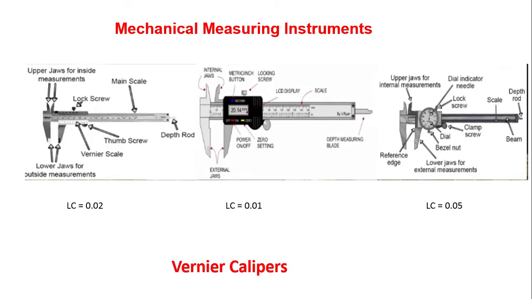The vernier caliper is used to check the diameter as well as the length, minimum length and so on. I hope during graduation we used these things. There are three types: a normal one, a digital one, and one with a dial gauge. The least count of the normal one is 0.02, for the digital it is 0.01, and the dial gauge has the more accurate least count, that is 0.05.